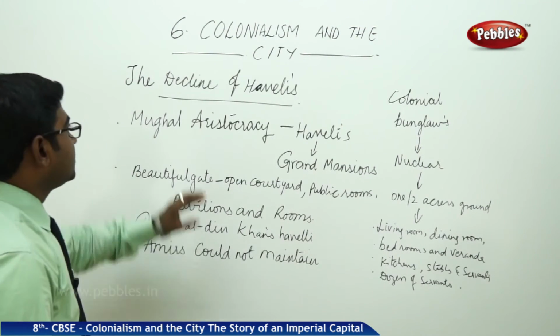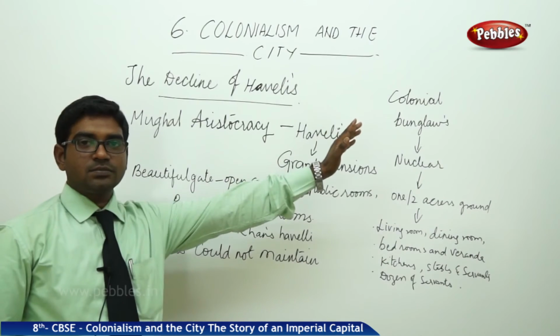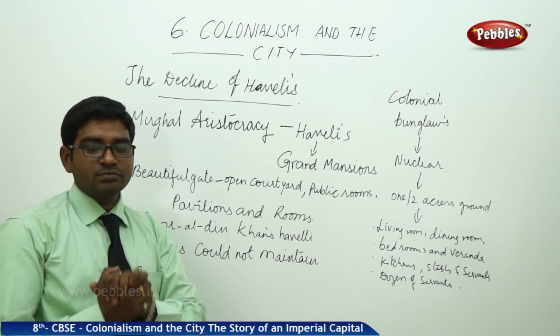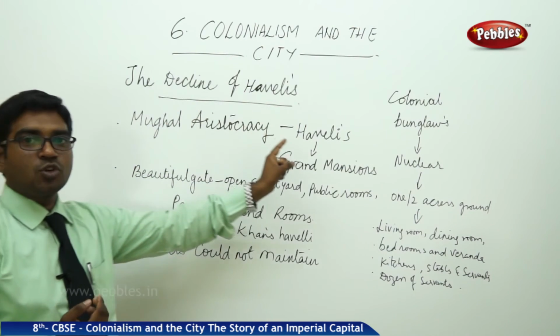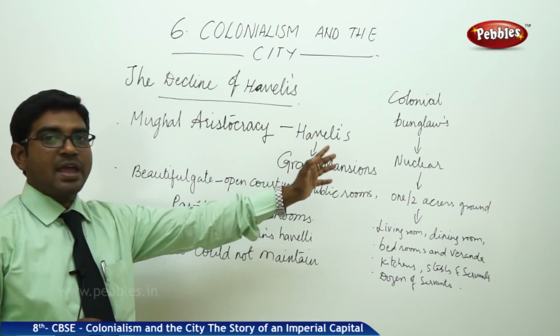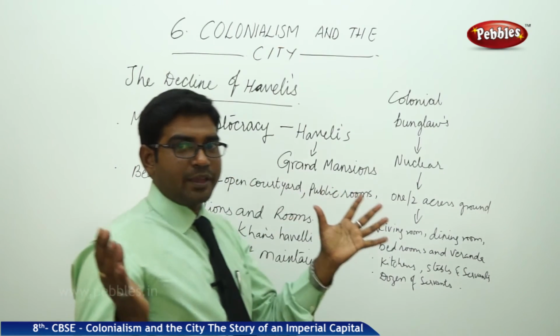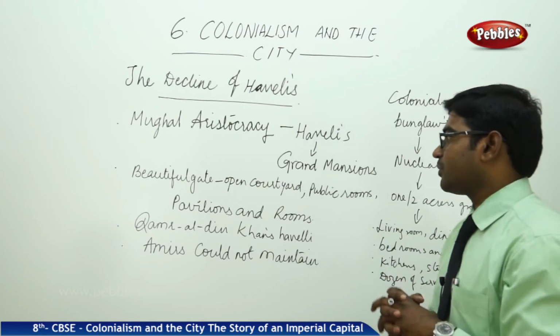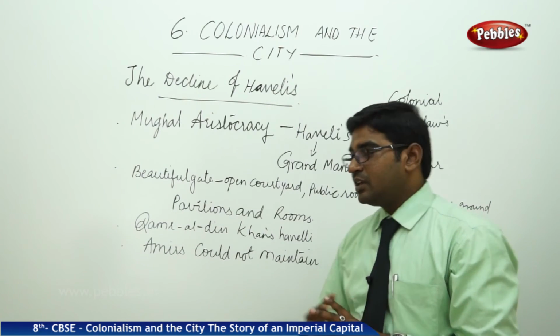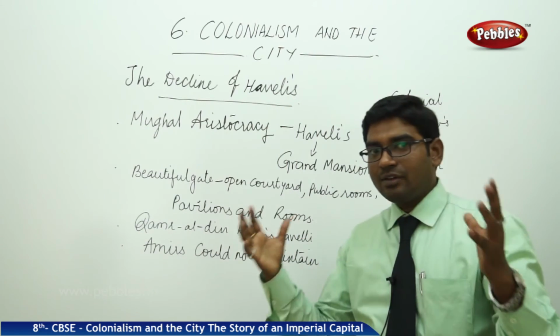Now moving on, the decline of the Havelis. What are the Havelis? The Havelis are the official residences of the Mughal aristocracy. They are great mansions, very large buildings constructed for the Mughal aristocracy. So what did they have here? They used to have a beautiful gate. How does a Haveli look?